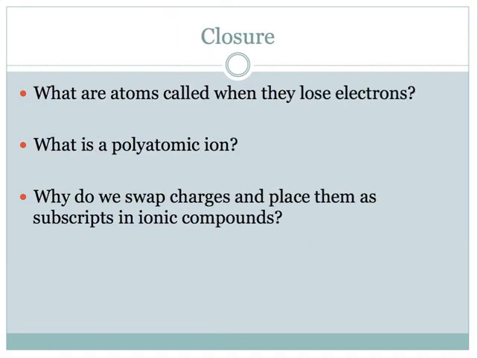Here are your final questions. So what are atoms called when they lose electrons? What is a polyatomic ion? And then why do we swap charges and place them as subscripts in ionic compounds?